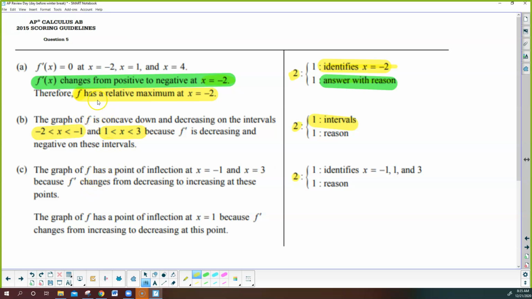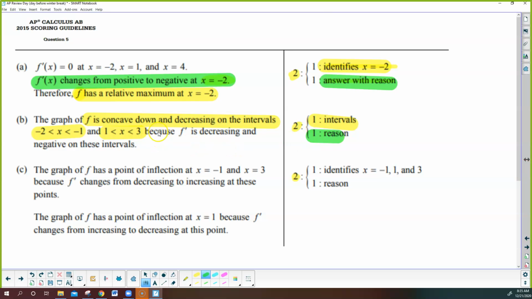Okay, and I think they would give it to you if you put -2 to -1 and 1 to 3, but you should say what you're answering. You know, what is the problem? What are those intervals? It's f is concave down and decreasing. So the perfect answer would be everything in yellow is equal to 1. All right, and then your reason.